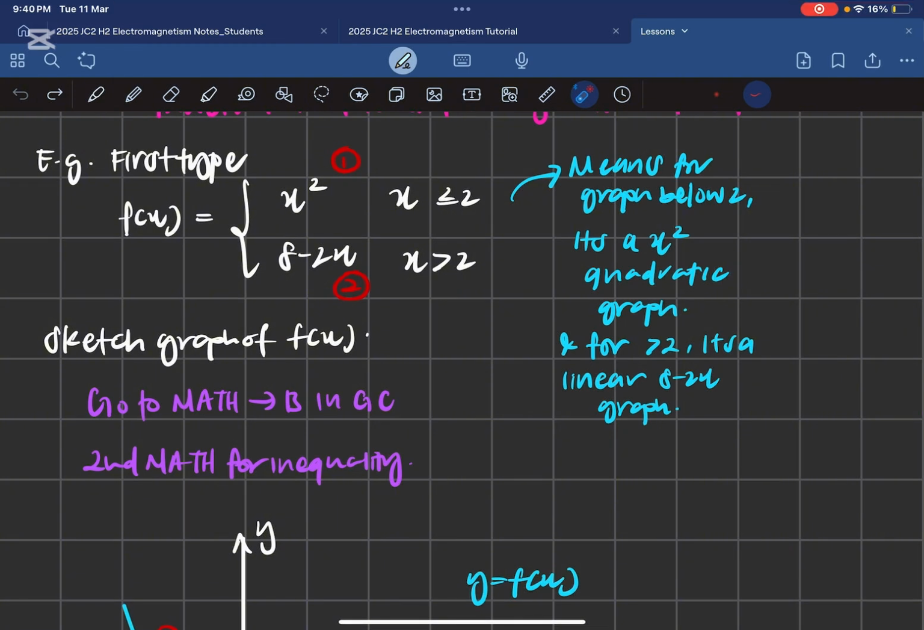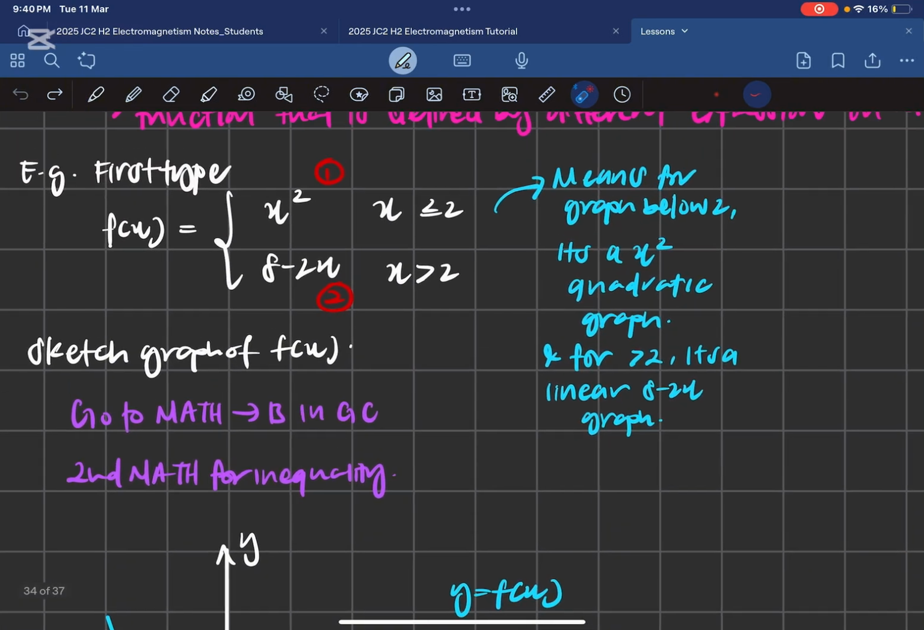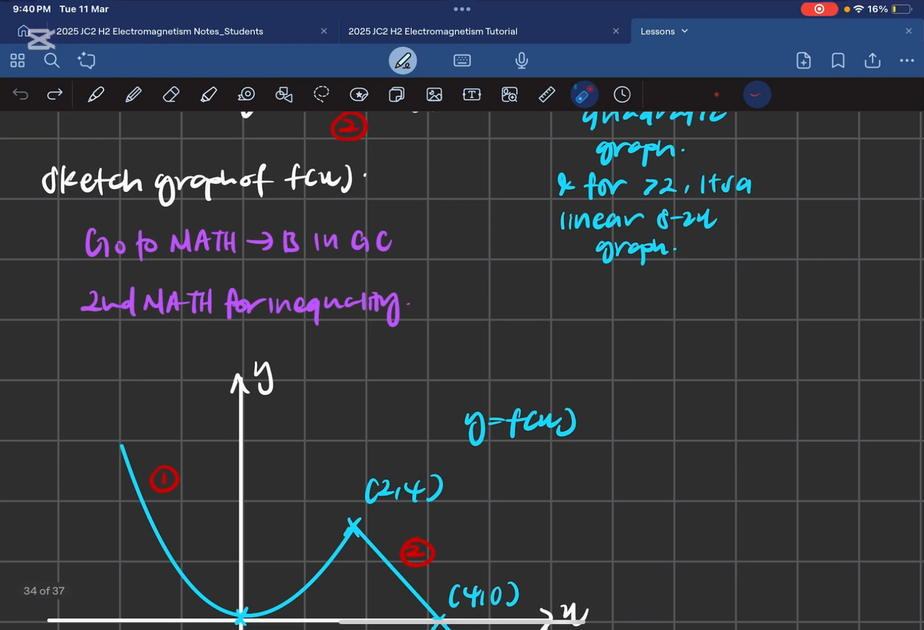If you do it right, you get a graph like that. Originally this curve was supposed to continue like that, but since the domain only goes up to 2, you only have this part. You basically cut away a few of the graphs. Always label the intercepts and these points. This is like your maximum point, and it's also the point where both pieces join, so it's important. Then also label your graph f(x).